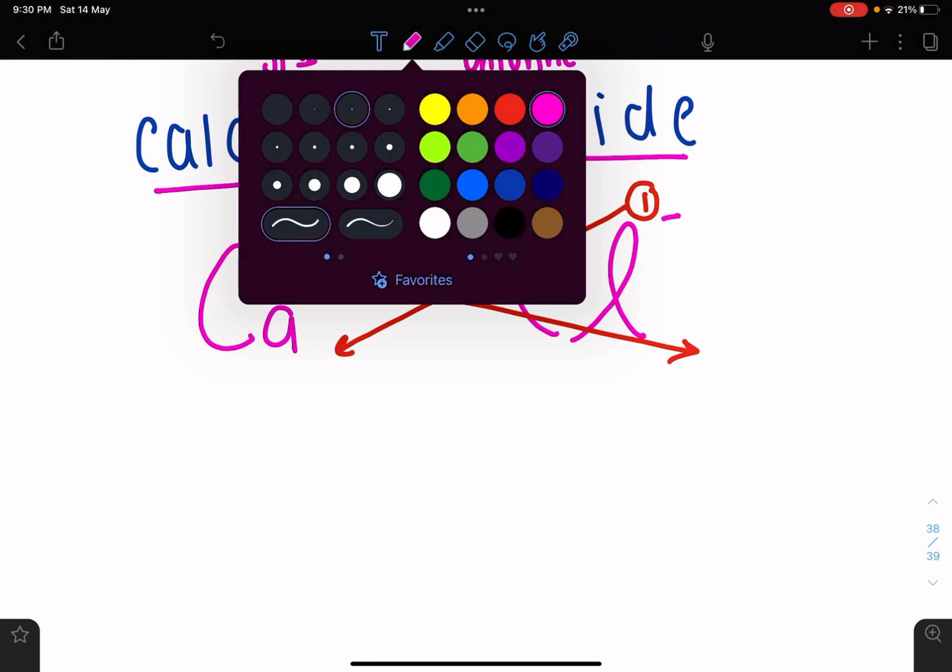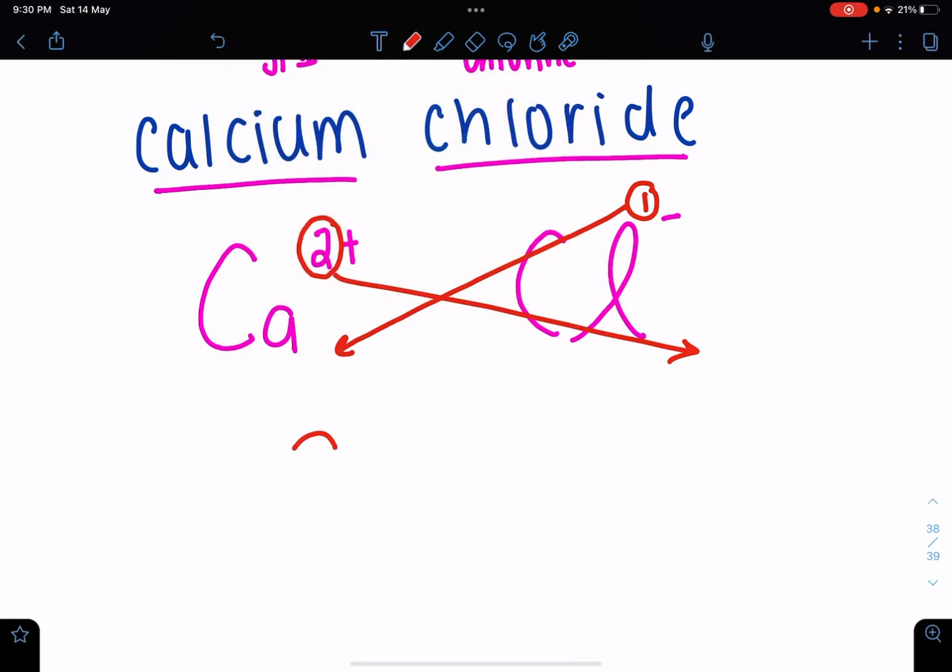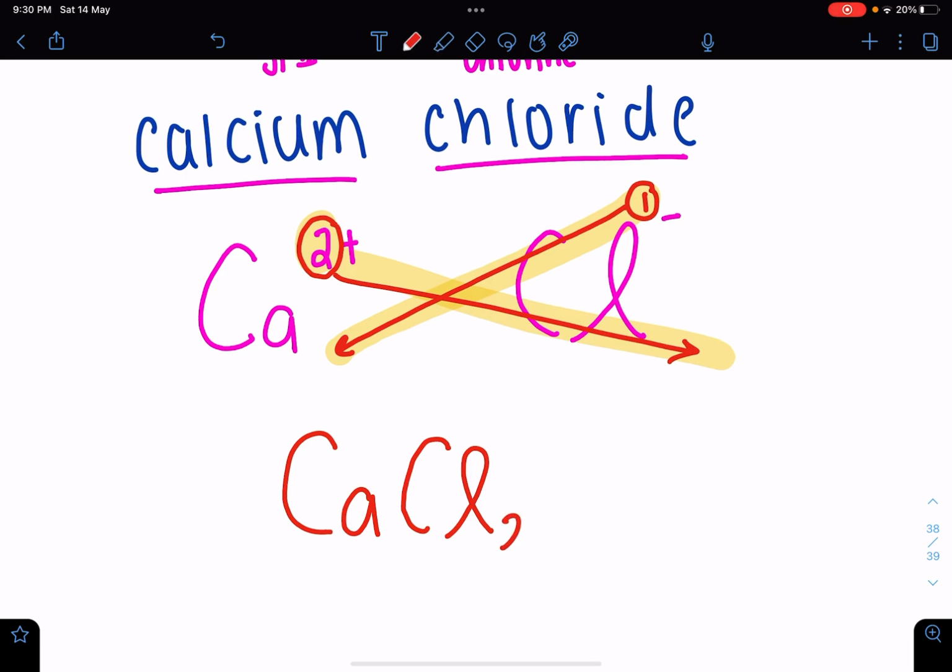Here I have calcium. Let's start with Ca first. And then note that we are bringing down 1. When the number is 1, we don't have to write it. So let's move on. The next atom will be chlorine, and then we are going to bring down this number 2. So this is the formula for calcium chloride, CaCl2. Take note that in the final formula, there is no plus or minus.